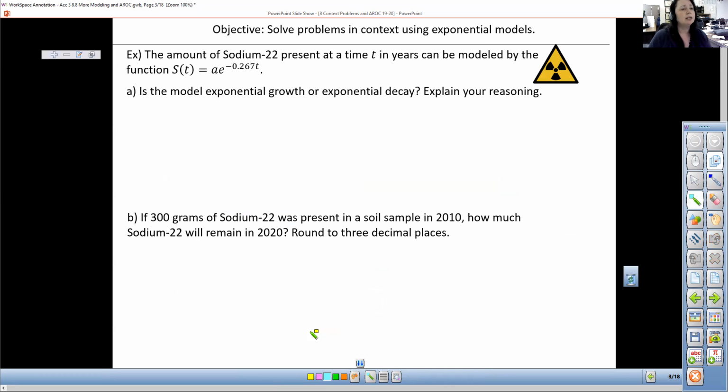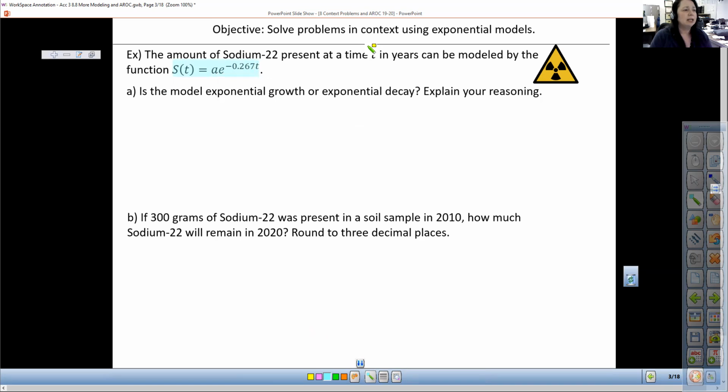All right, so here is the first problem that we're going to look at. These will be samples, in general, dealing with some common types of exponential models and some of the types of questions that we will be answering for this particular lesson and assignment. Here we have the amount of sodium-22 that is present at a time t in years is modeled by the function s of t.